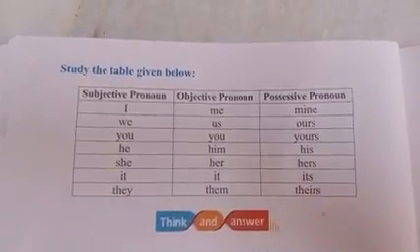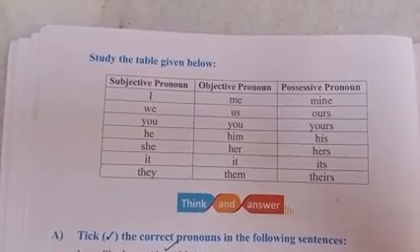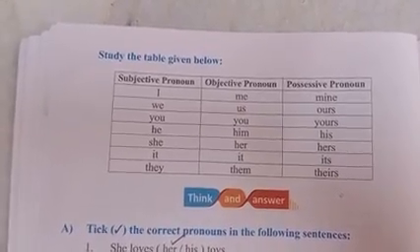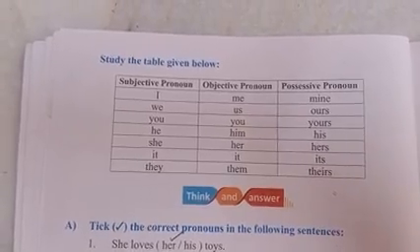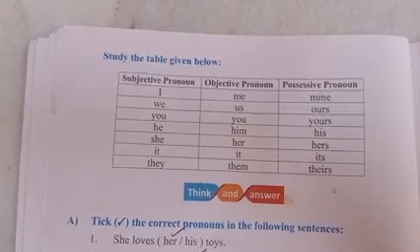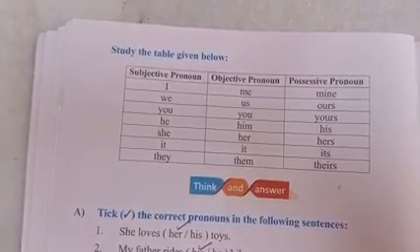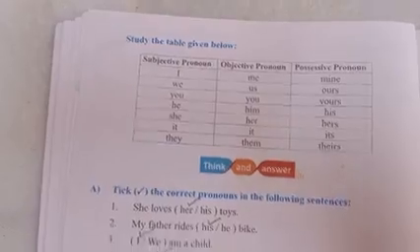For subjective pronoun I, objective me, possessive pronoun mine. I, me, mine. We, us, ours. You, yours. He, him, his. She, her, hers. It, its. They, them, theirs. So let us do some exercises.